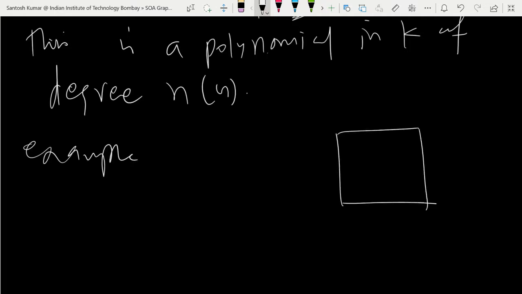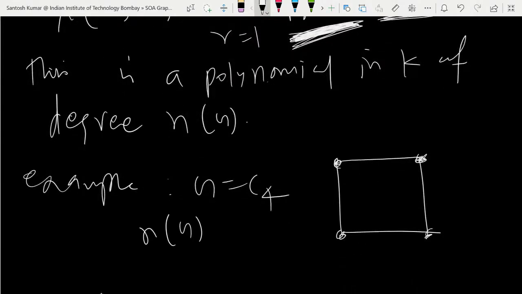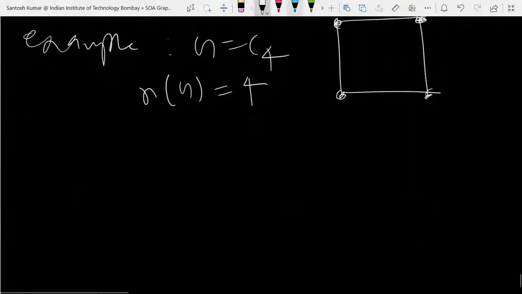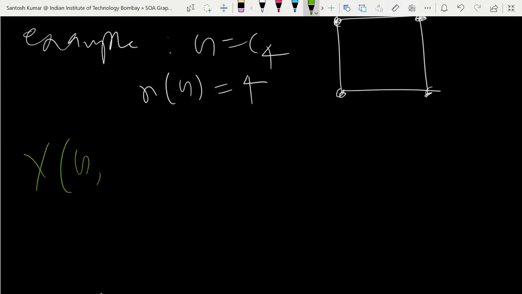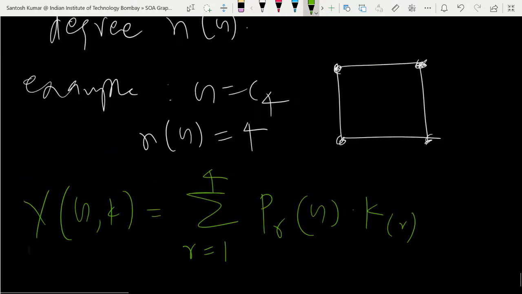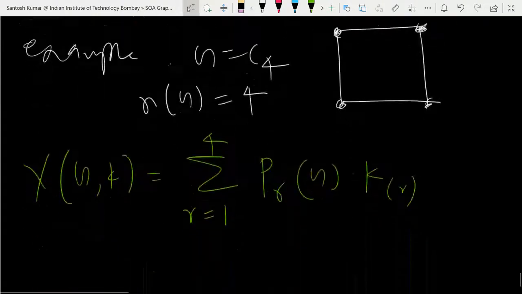C4, you all know. Graph G is C4, and I have K different colors. Here the number of vertices in graph G is 4. So according to the formula, the chromatic polynomial of G using K colors will be the summation of PR of G into KR, R from 1 to 4, because it has 4 vertices. I'm using this formula to derive that expression.